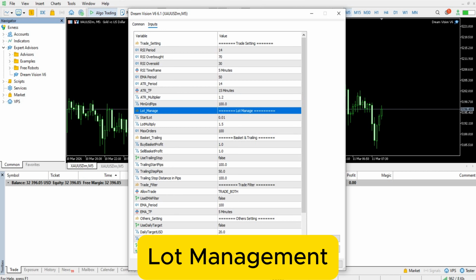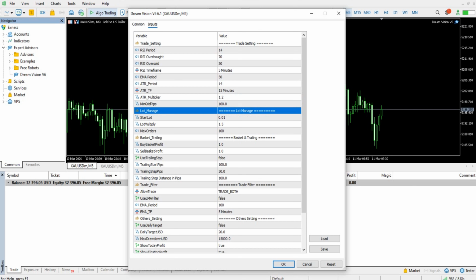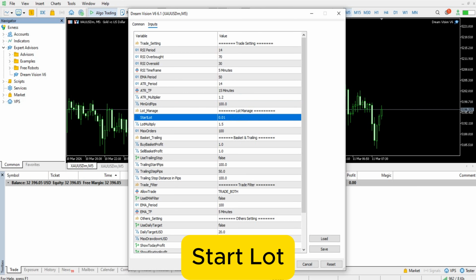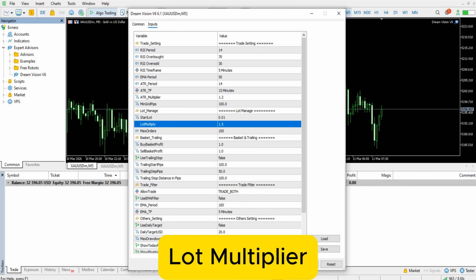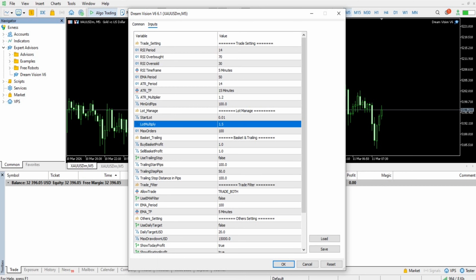Lot management. Now let's talk about lot management. This section controls how position sizes are managed. Start lot. This defines the lot size used for the first trade. Lot multiplier. If multiple trades are opened, this setting determines how the lot size will increase for the next trades.